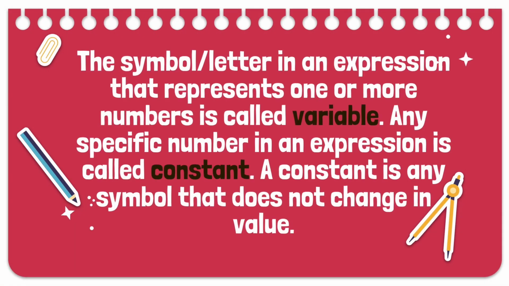Okay, so we have to remember that the symbol or letter in an expression that represents one or more numbers is called variable. So, yung mga letters or symbols na nakikita natin doon sa expression, ang tawag natin doon ay variable. Any specific number in an expression is called constant. Yung specific number naman na ating nakikita sa expression, ang tawag natin doon ay constant. When we say constant, a constant is any symbol that does not change in value. So, constant siya, hindi siya pwedeng mabago. So, yun talaga yung kanyang value.